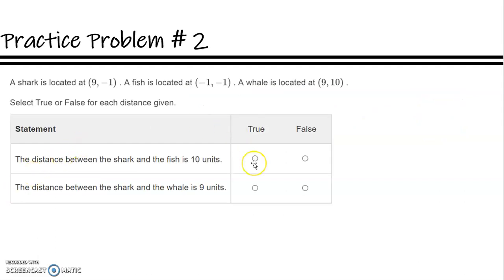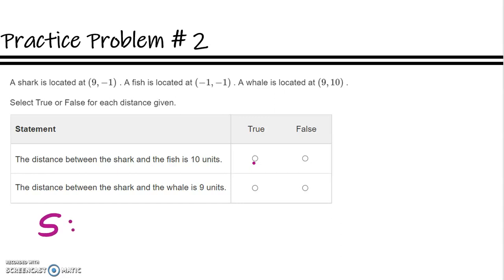Last problem, go ahead and pause the video and give it a try. A shark is located at (9, negative 1). A fish is located at (negative 1, negative 1). A whale is located at (9, 10). Select true or false for each distance given. Okay. The distance between the shark and the fish is 10 units. So let's think about it.